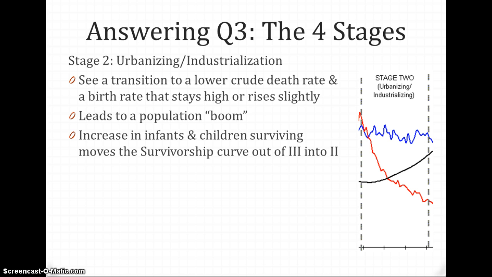You see a transition from a higher crude death rate to a lower crude death rate, which is shown by the red line dropping over time, and a birth rate that stays just about the same, or in some cases rises a little bit. This creates a population boom, as there are just as many babies being born and surviving, and more babies surviving and fewer people dying as they get older. Because of this increase in infants and children surviving, we go from a type 3 curve into a type 2 curve with a steadier survivorship over time.